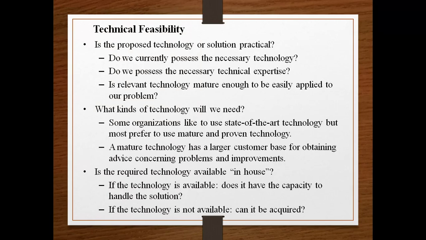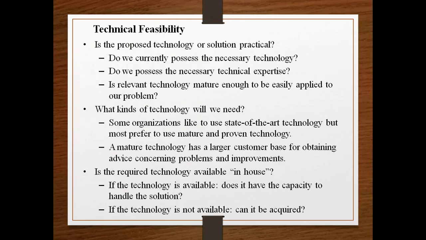Some organizations like to use state-of-the-art technology, but most prefer mature and proven technologies. Okay, there are some companies who are still working with C++. They say that as the technology matures, we get better results, and it is a proven technology. So a mature technology has a larger customer base for obtaining advice concerning problems and improvements. If you are using a mature technology, you have expertise where you can go and ask your doubts and get them resolved. But if you're working with a new technology which is just coming into boom, you don't have many people to guide you, because even they are sailing in the same boat. They are understanding the technology as and when time comes.